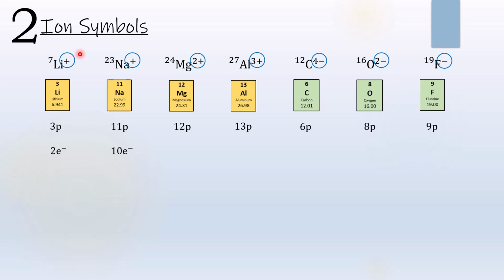For magnesium, notice it's 2 plus. That would indicate that I've got 2 more protons than I do electrons. For aluminum, well, in this case, I've got 3 more protons than I do electrons.